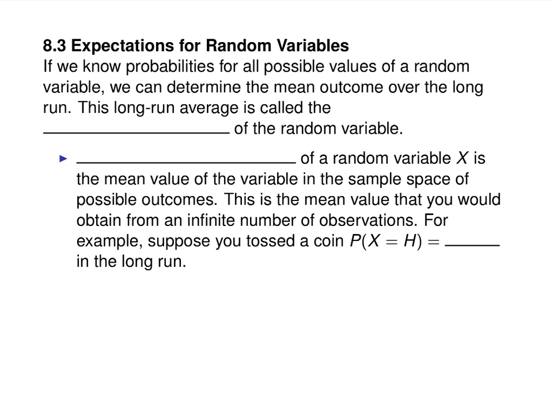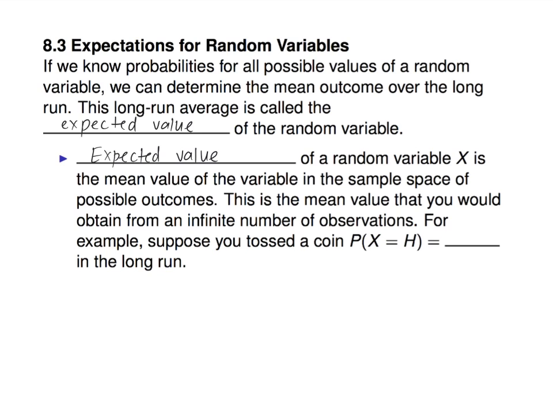So if you know the probabilities for all possible values of a random variable, we can determine the mean outcome over the long run. And this long-run average is called the expected value. Okay, so this next blank says the same thing. The expected value of a random variable x is the mean value of the variable in the sample space of all possible outcomes. And this is the mean value that you would obtain from an infinite number of observations.